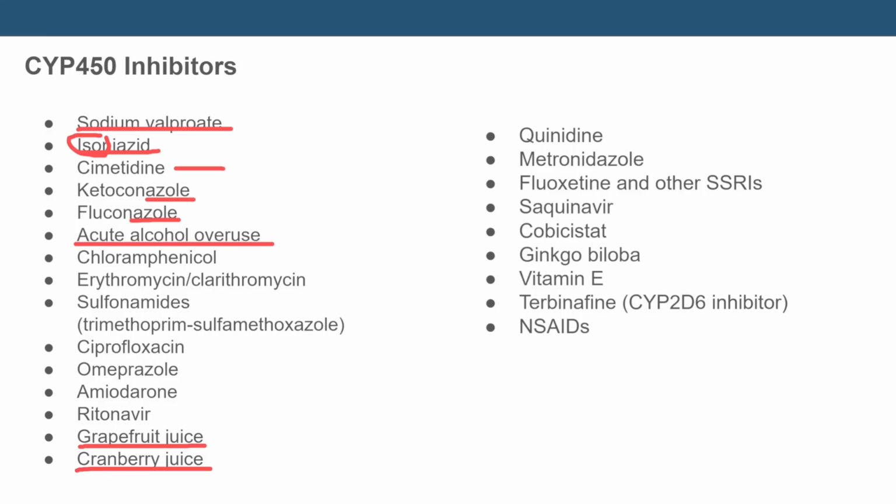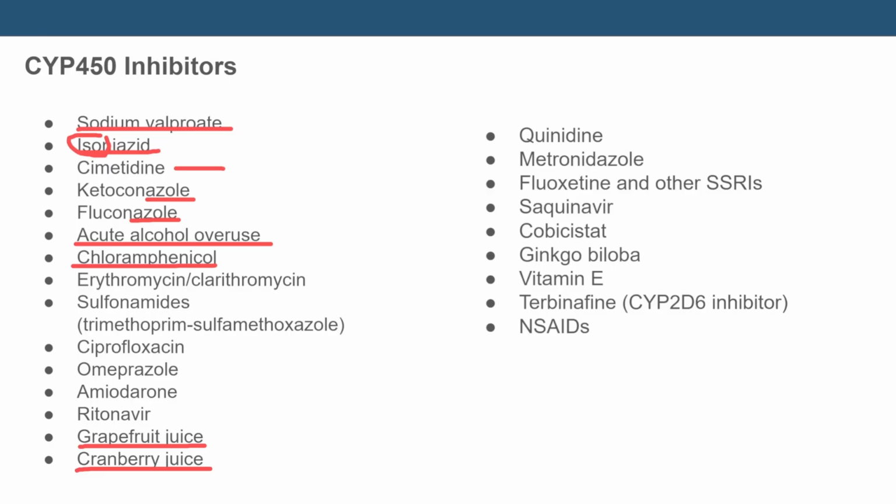The other one is acute alcohol overuse, and we already discussed this. Acute alcohol overuse is going to overwhelm the liver, and the liver will not work, so that's going to be a CYP450 inhibitor. But if it's chronic alcohol overuse, then that's going to be a CYP450 inducer. The other one that we have is chloramphenicol, and chloramphenicol sounds like clog amphenicol, so it's going to clog the liver's machinery. So when the drain is clogged, the drug levels are going to rise.